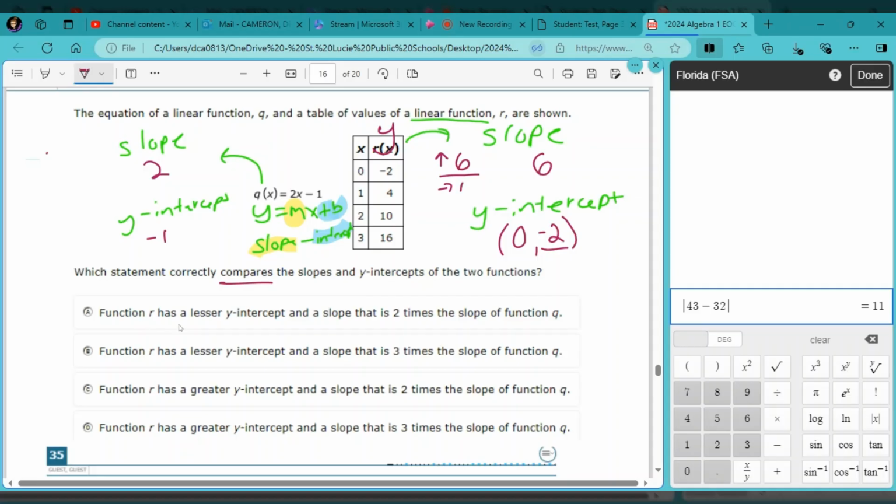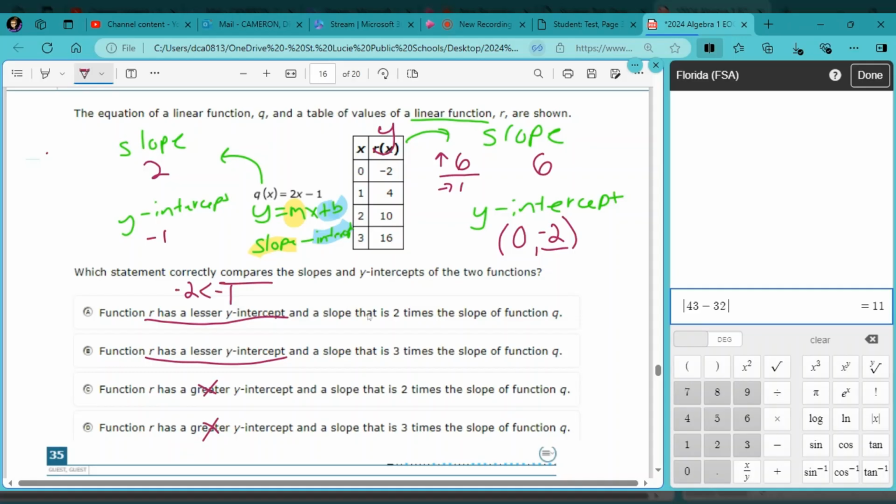R has a lesser y-intercept. This was function R, and its y-intercept is -2. -2 is less than Q's y-intercept, which is -1, so that's true. R has a lesser y-intercept, not greater, because -2 is less than -1.